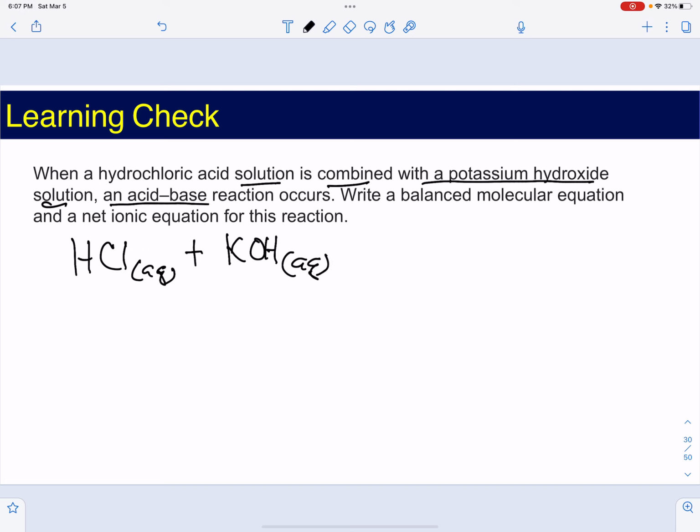An acid-base reaction occurs. So the hydrogen goes with one and the base takes something else. Write a balanced molecular equation. It doesn't give us the product, so you're going to have to figure out the products. How are you going to do that?